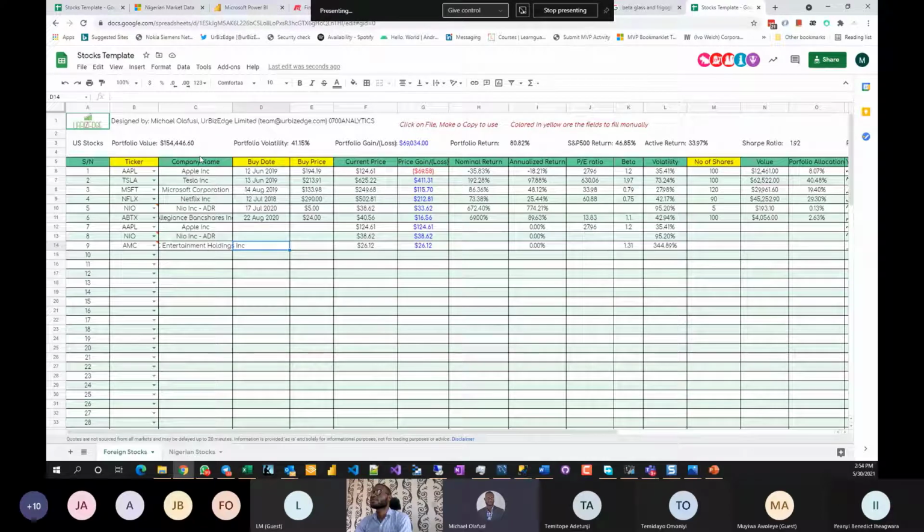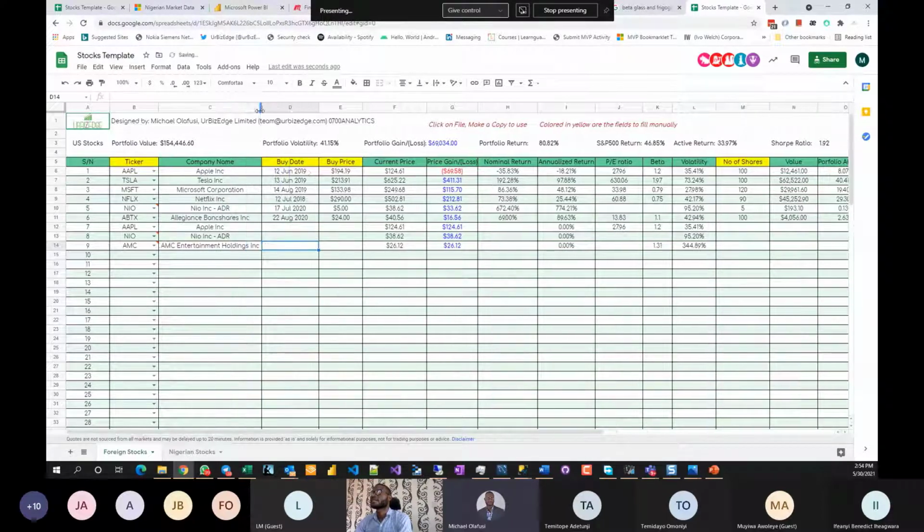Once you plug in the name of the company, instantly it will bring out the current price. Then you put in when you bought the stock. So maybe I bought on the 10th of April 2021. And what price did I buy? Maybe I bought at $20. Right? So instantly this starts tracking your return for you, your nominal return, your return in an annualized way. So you can be seeing your annual return.